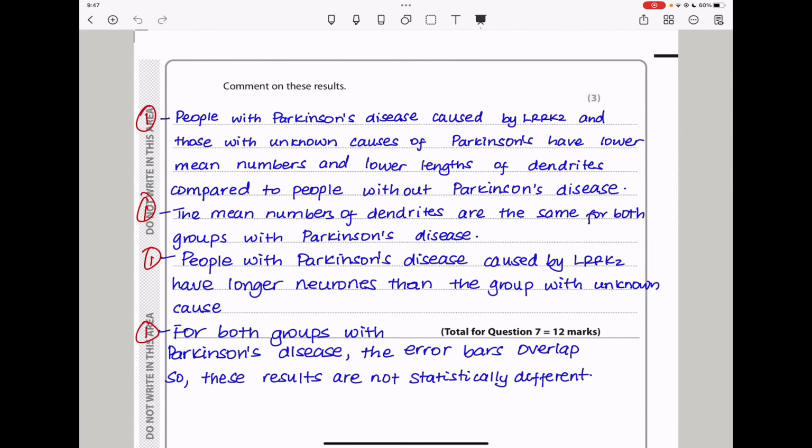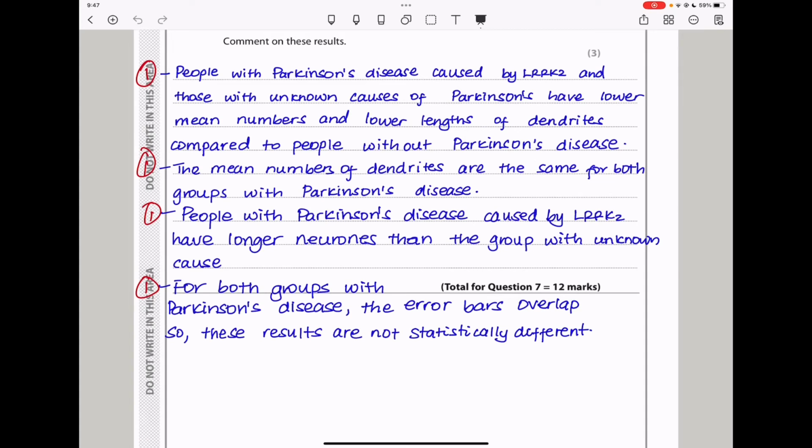Here they say comment on these results. Here I said, people with Parkinson's disease caused by LRRK2 and those with unknown causes of Parkinson's have lower mean numbers and lower mean length of dendrites compared to people without Parkinson's disease. The mean numbers of dendrites are the same for both groups with Parkinson's disease. People with Parkinson's disease caused by LRRK2 have longer neurons, I would say, or dendrites, than the group with unknown causes. And finally, for both groups with Parkinson's disease, the error bars overlap, so these results are not statistically different. So they seem like they are the same, and therefore they could be misleading.